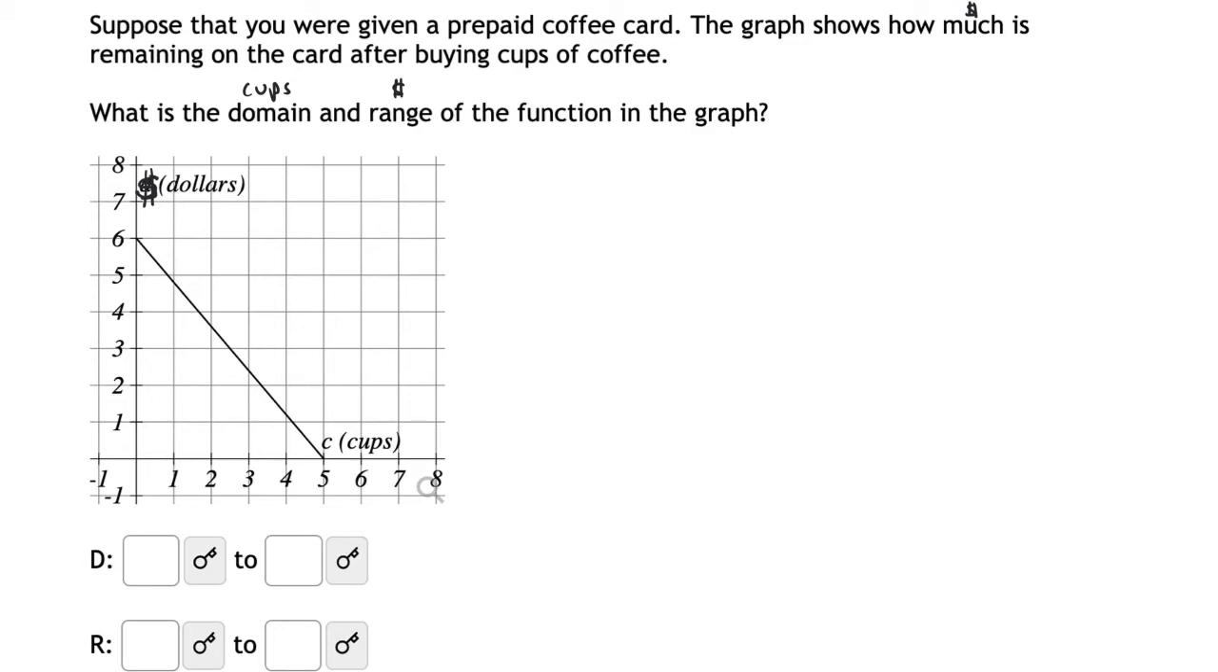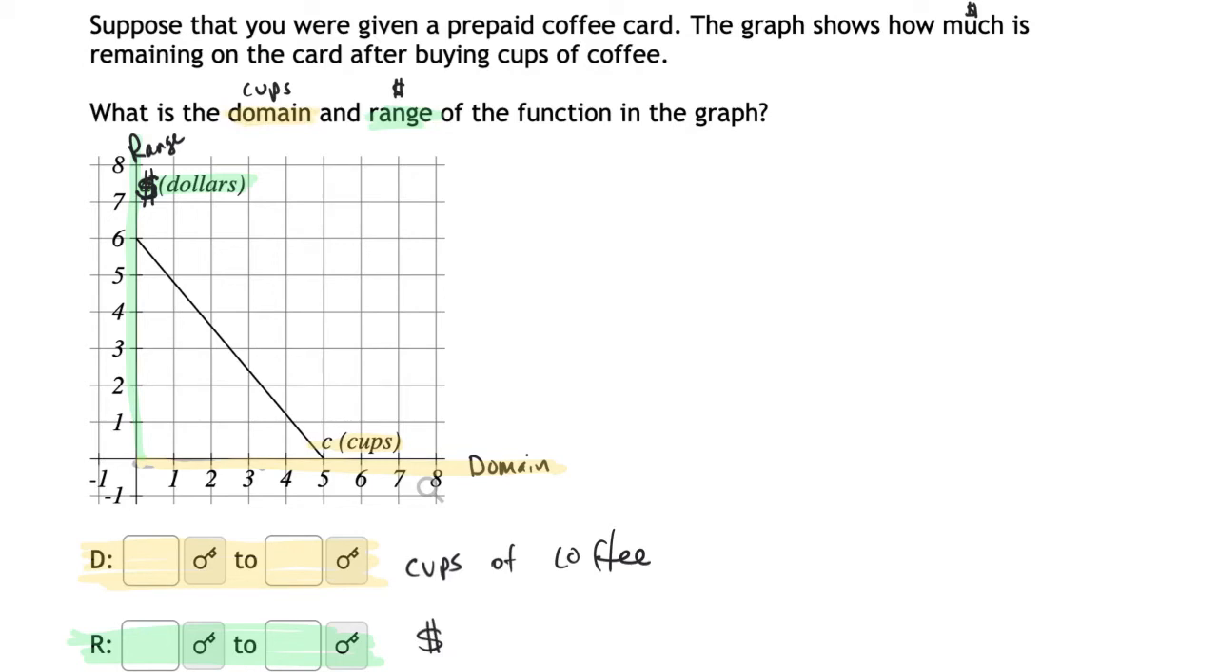Now, everything on the horizontal, this is the domain. All right, so that along the horizontal is the domain, which is the cups. So when we're asked for a domain, that's the horizontal information. In this case, that is cups of coffee. Now the range, that is everything going along the vertical line. In this case, that is dollars, so the range is dollars.